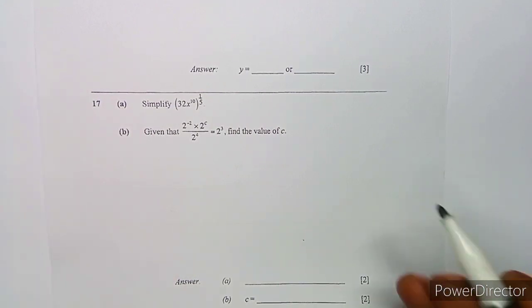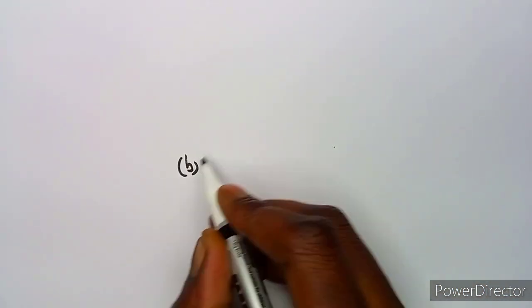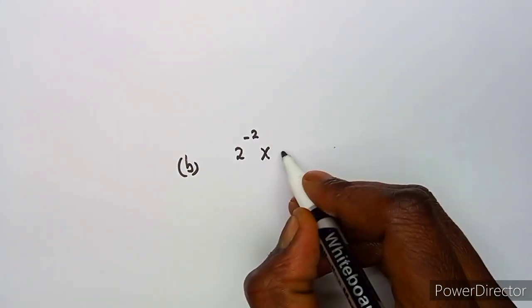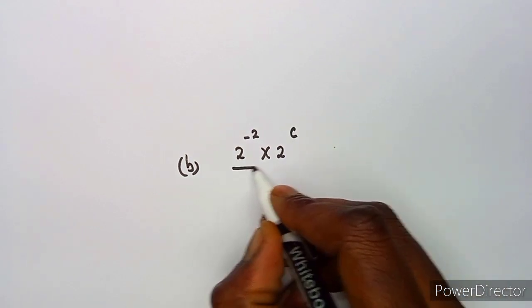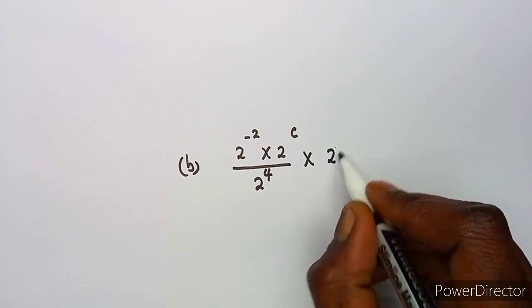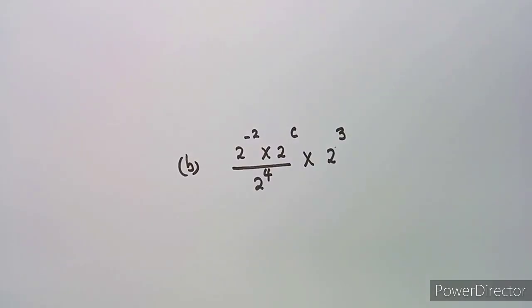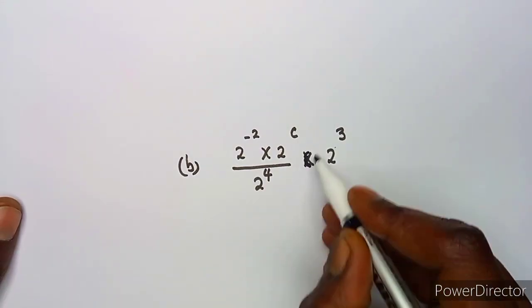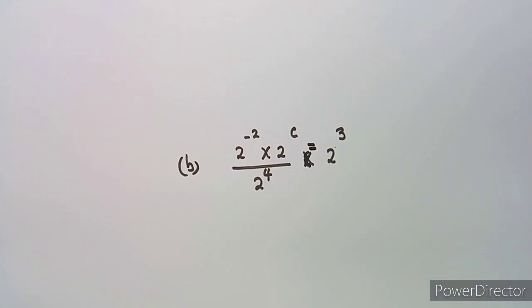On number B, we are given to find the value of C. I'm just going to write down the question. That's 2 to the exponent of minus 2 times 2 to the exponent of C, everything over 2 to the exponent of 4 times 2 to the exponent of 3. Then we are asked to find the value of C, or to solve for C, because to find the unknown is to solve for the unknown. Okay, there's an equal sign in between there.